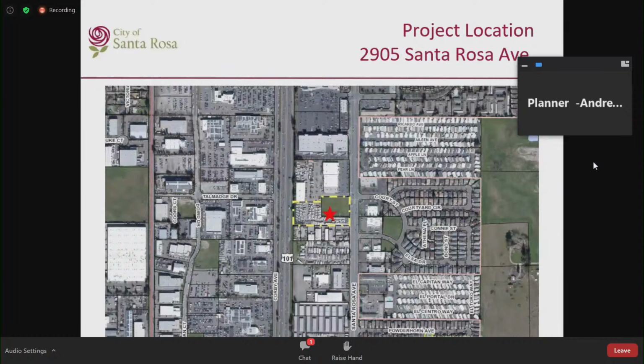So here we can see that it's about 1.5 miles south of the Santa Rosa Shopping Center, and to the immediate north of the project site are commercial uses. To the east, we can see the various residential developments. And then to the south is additional commercial use and then a mobile home park.